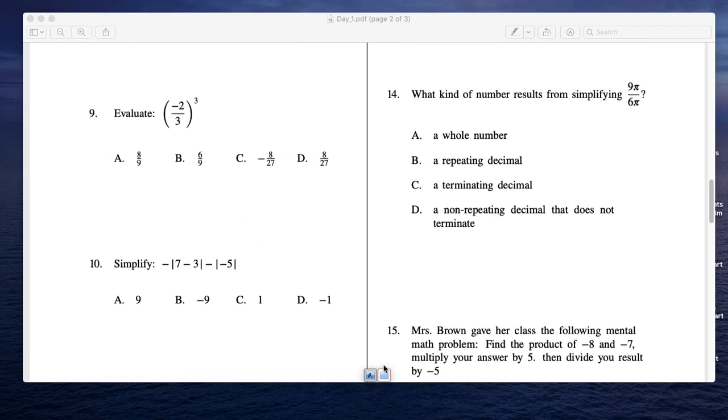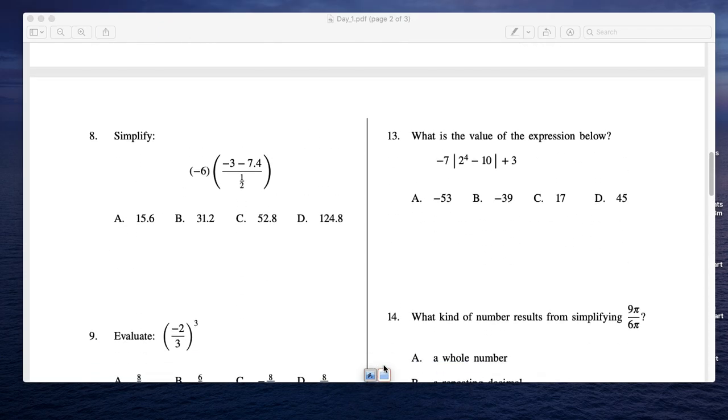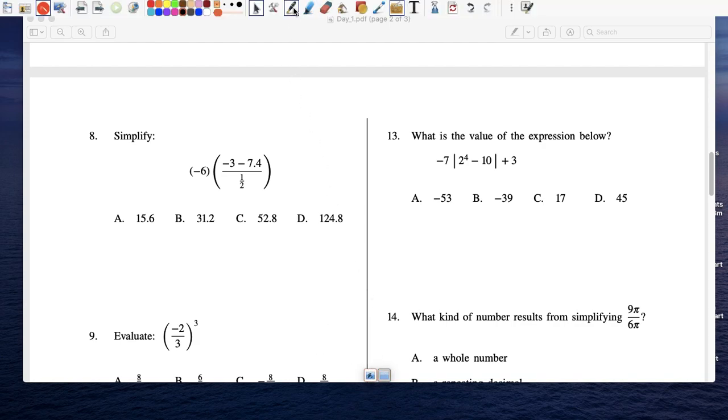13. What's, again, another one. What's the value of the expression below? Okay, so negative 7, 2 to the 4th, right? We have to change this to standard notation. It's in exponential form right now. So 2 to the 4th power is 2 times 2 times 2 times 2, is 2, 4, 8, 16. So let's change that to 16.